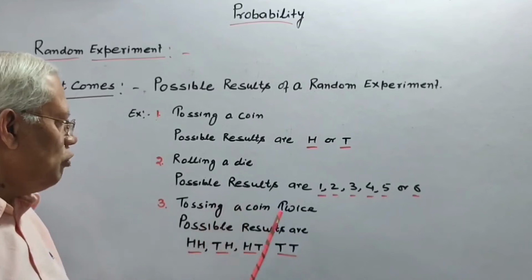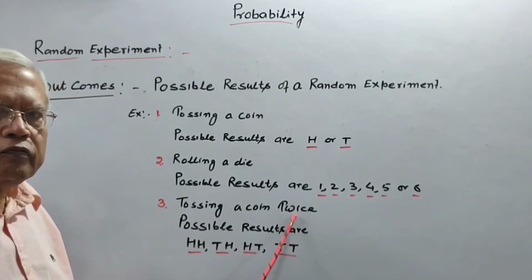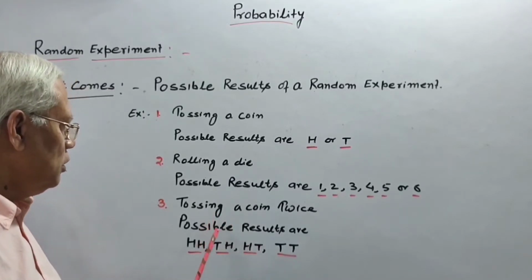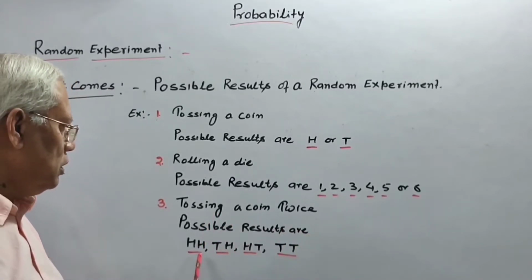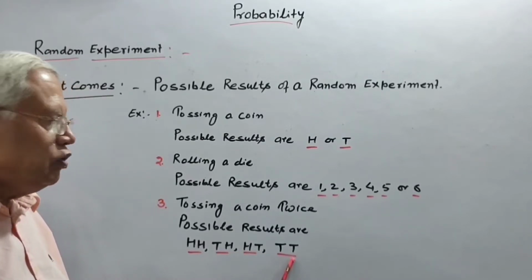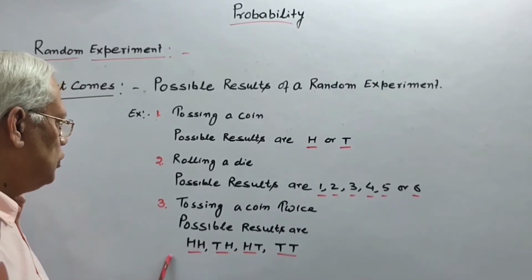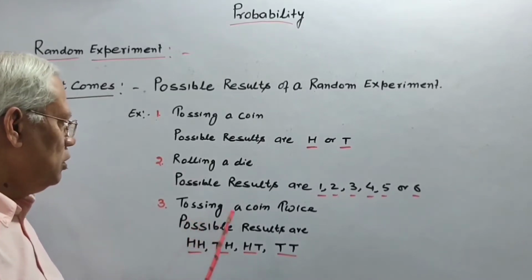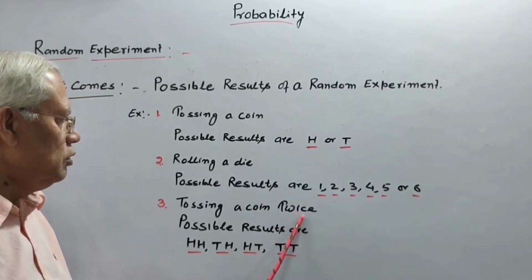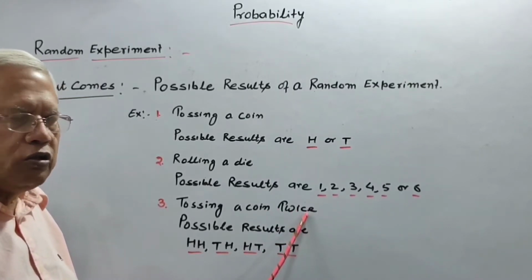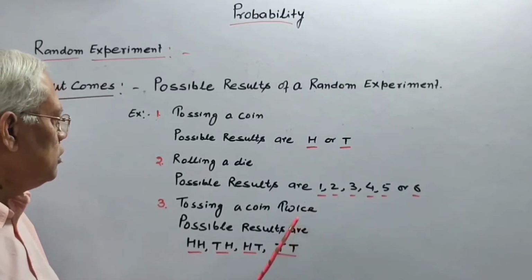If we toss a coin twice or two coins are tossed simultaneously, possible results are HH, TH, HT, TT. So these are the outcomes of an experiment tossing a coin twice or two coins tossed simultaneously.